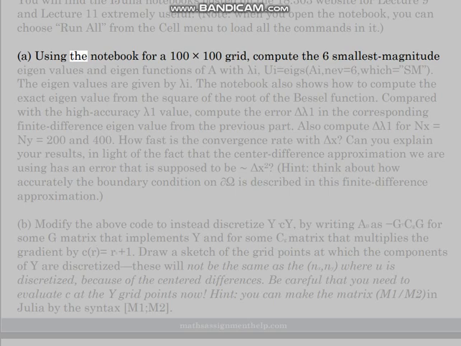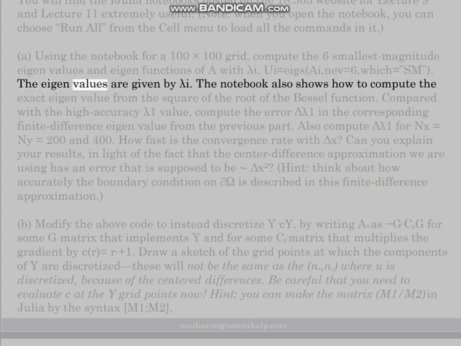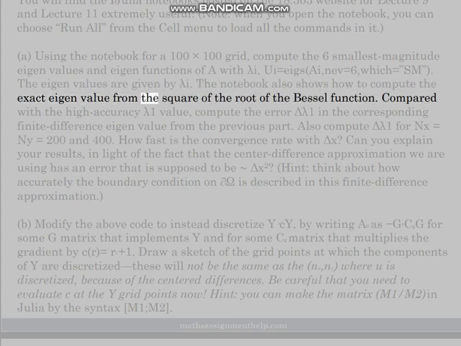Using the notebook for a 100 by 100 grid, compute the 6 smallest magnitude eigenvalues and eigenfunctions of A with lambda, U equals eigs(A, nev=6, which=:SM). The eigenvalues are given by lambda. The notebook also shows how to compute the exact eigenvalue from the square of the root of the Bessel function.